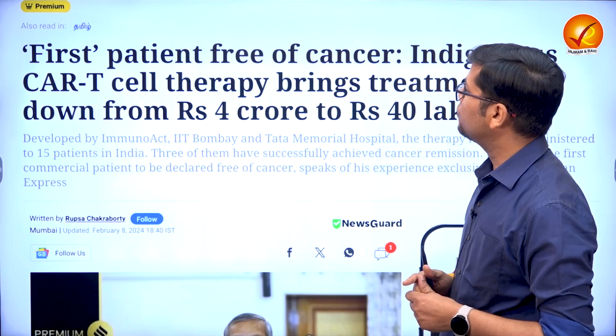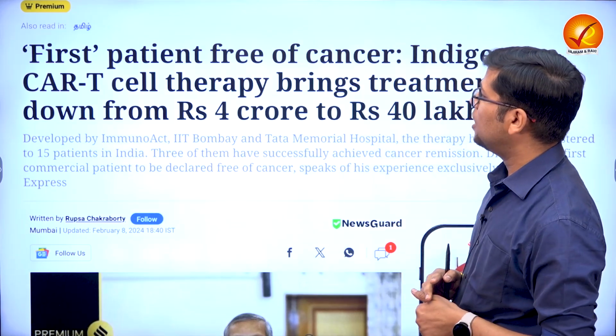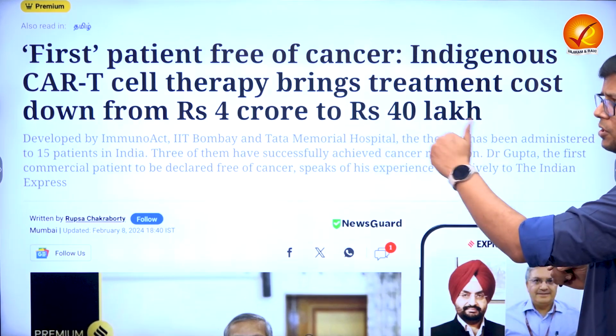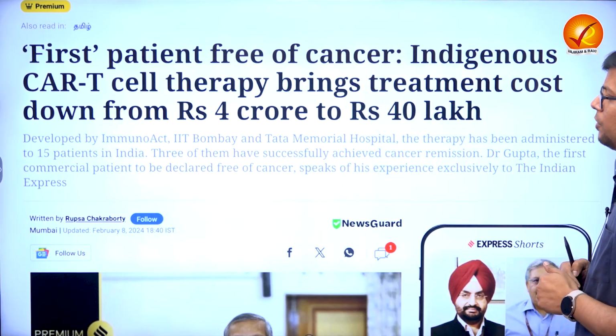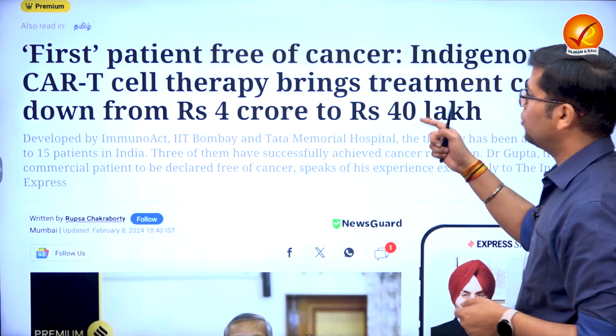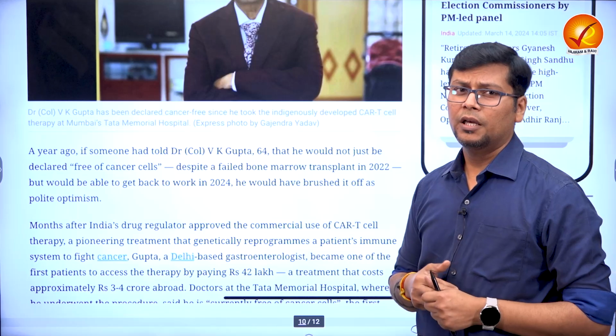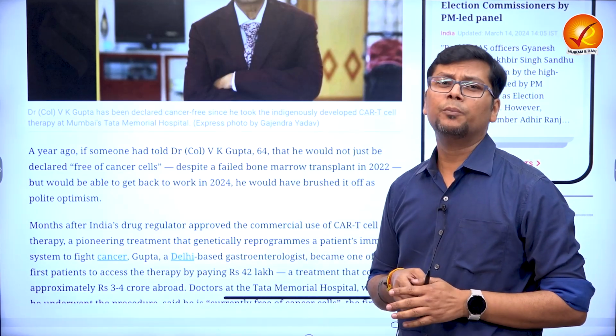People, the first patient free of cancer: indigenous CAR T cell therapy brings treatment cost down from rupees 4 crores, 3 to 4 crores was the initial cost at the time of the trials, down to 40 lakhs. Dr. Colonel V.K. Gupta is the first person to have received the benefit.